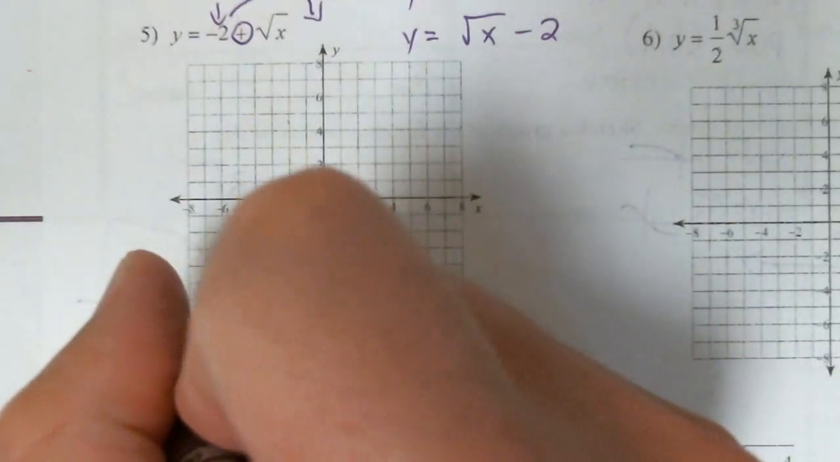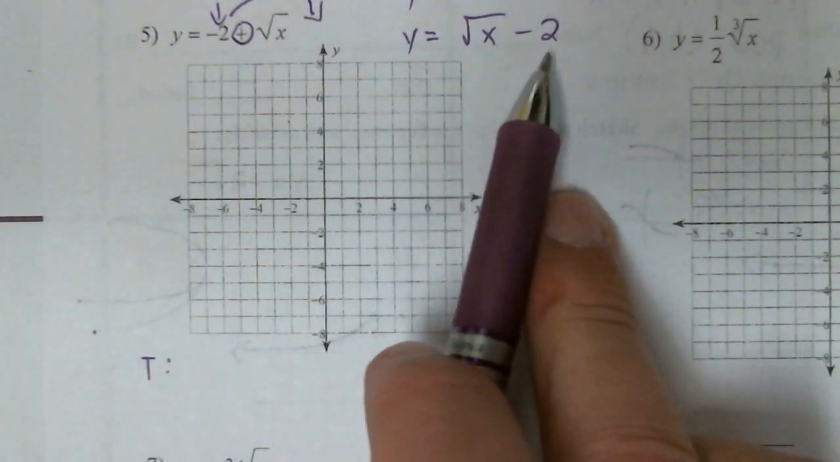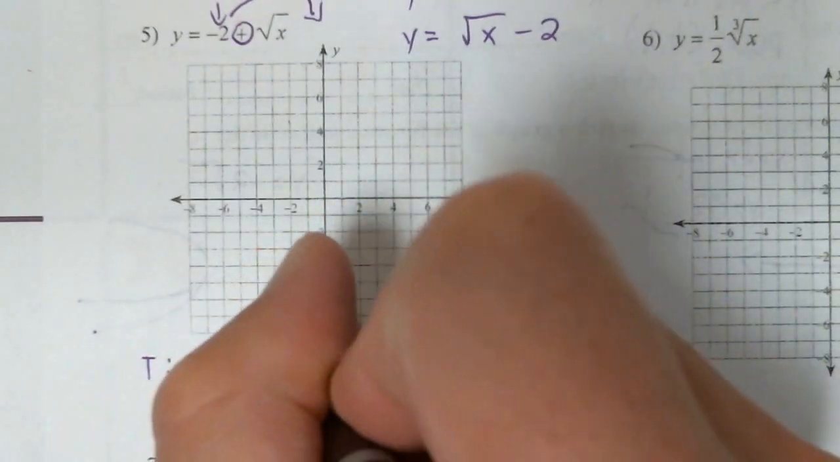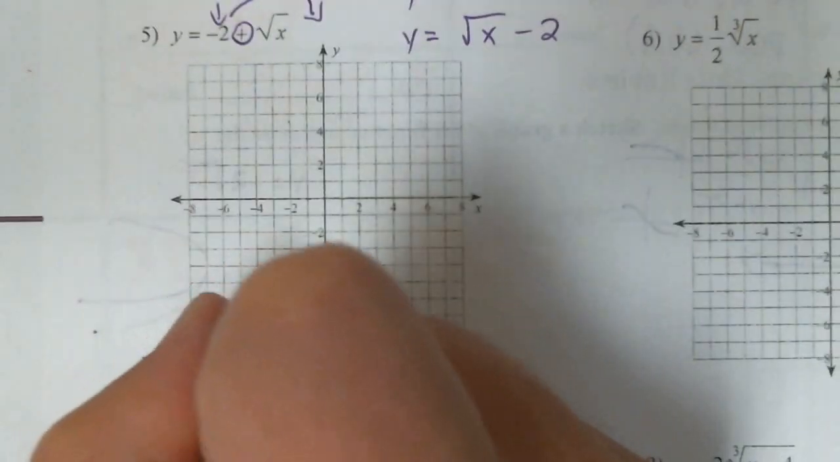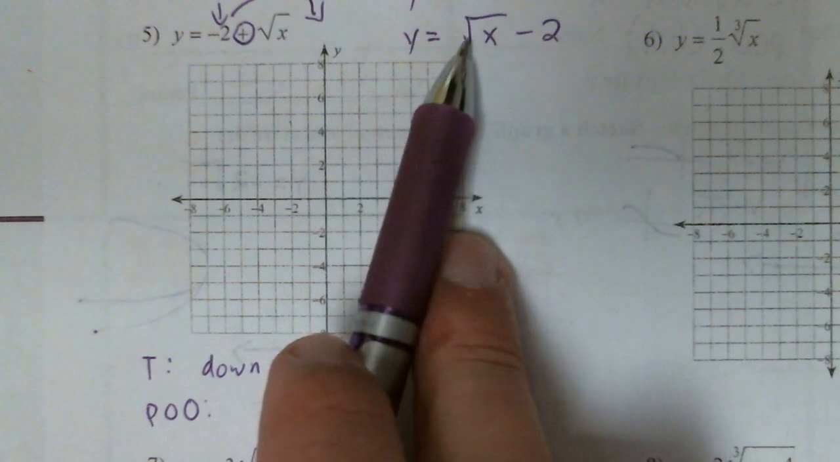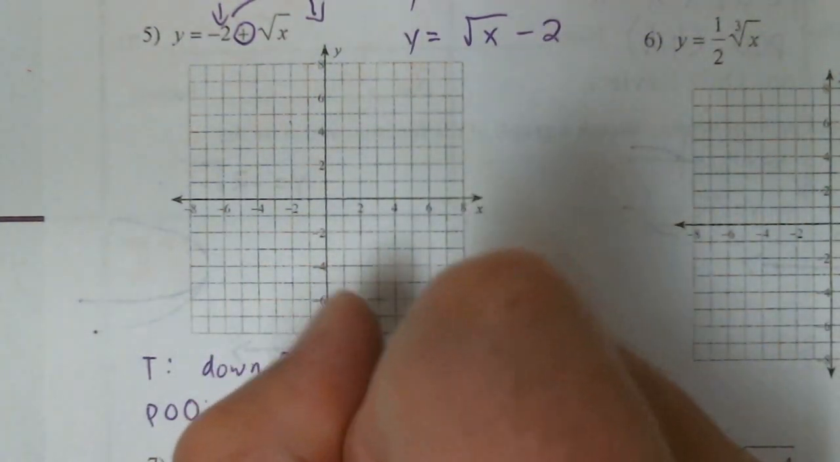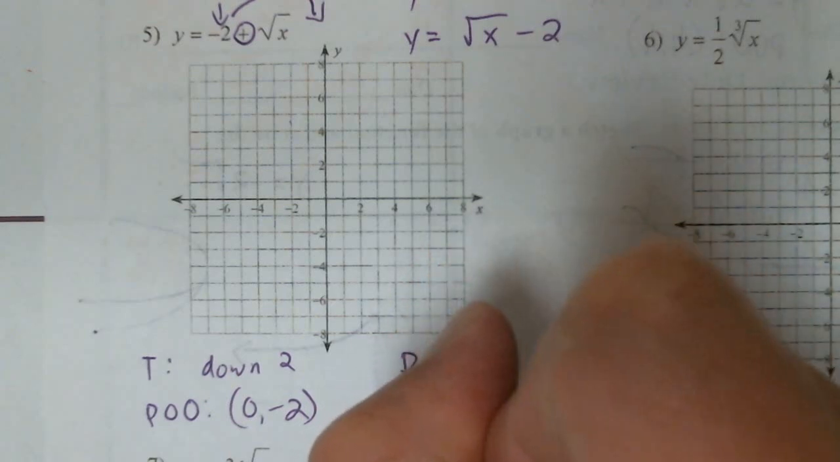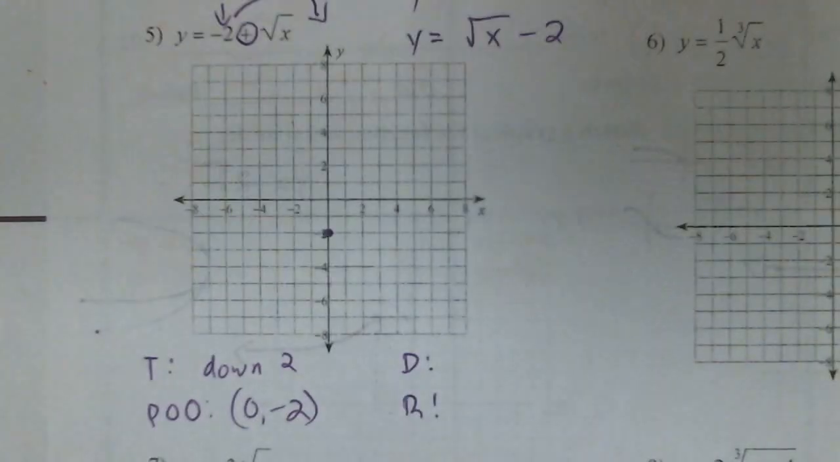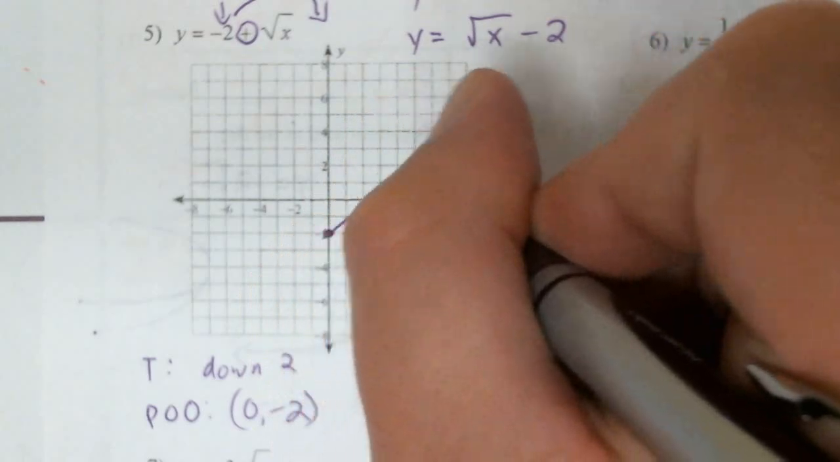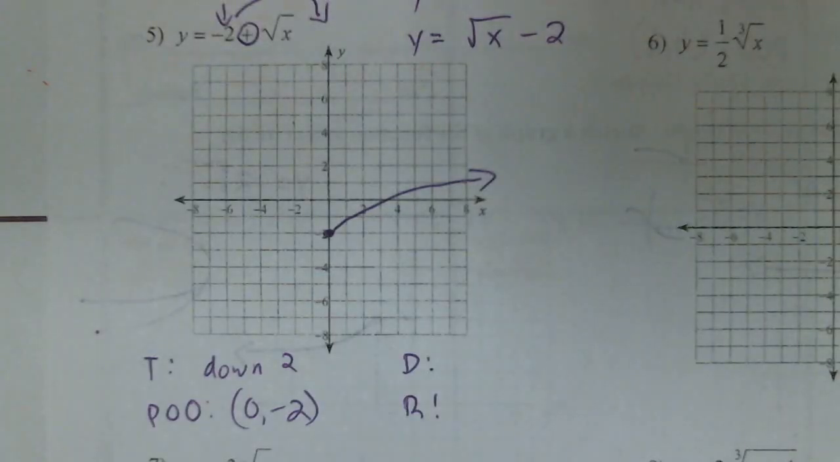Okay, so let's go ahead and do our transformations. The only thing that I see is a k value of -2, so that's down 2. My poo, I got nothing in the radical, so that's going to be 0, comma, my k value, 0, comma, -2. Alright, so let's go ahead and plot that. 0, -2 is right there. I don't have any reflection, I don't have any stretch or shrink, so this is going to be our normal radical graph. It looks something like that.